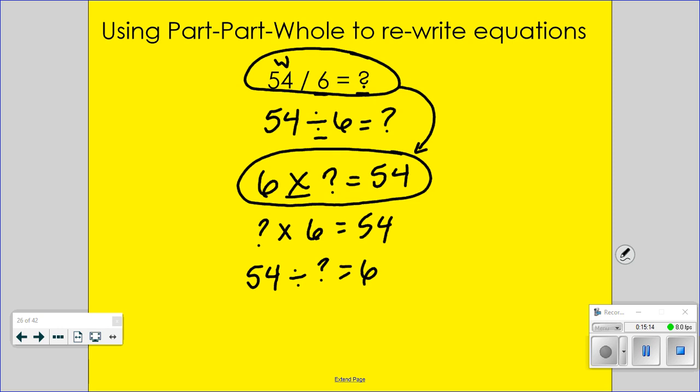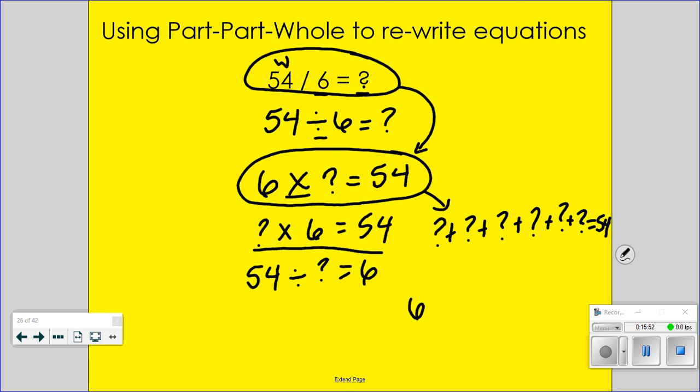Michael? An addition equation? I could, but I'll have to take it from a multiplication equation. So this might be 6 groups of question marks. So question mark plus question mark plus question mark plus question mark plus question mark, 1, 2, 3, 4, 5, 6 groups of question marks equals 54. So maybe not helpful, but you could. And if I did this one, question mark groups of 6, well, I don't really know how many 6s to do. Some amount to get to 54.